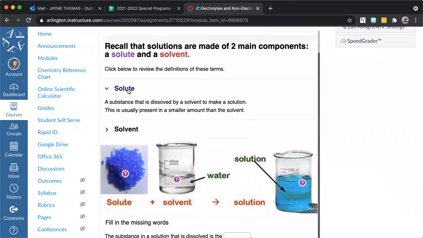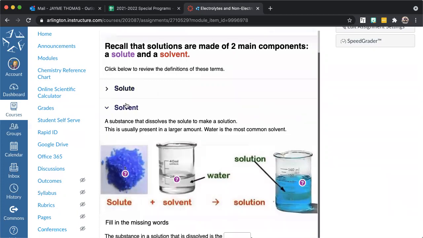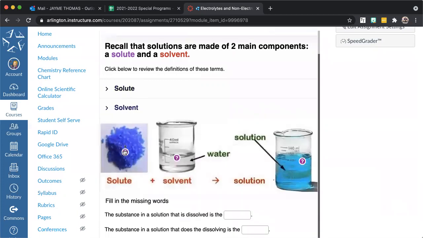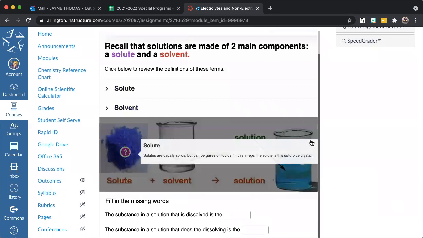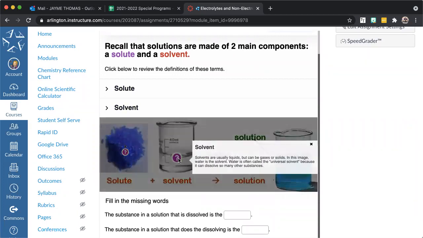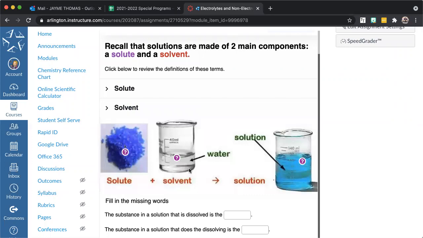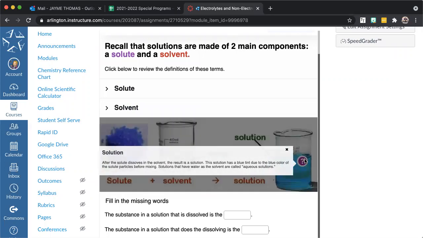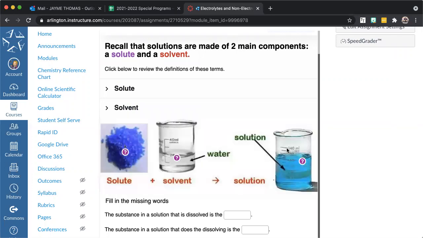When you have a solution, there's two main components: the solute and the solvent. Okay, typically the solute is usually a solid substance. It can be a gas or liquid, but the majority of them are going to be solids like sugar and salt and things like that. Your solvent is usually a liquid. Most often for our solutions, we're going to be using water. Okay, they're going to be called aqueous solutions. But there are other things that can be solvents. And then the solution is what happens when you dissolve it and it comes together.